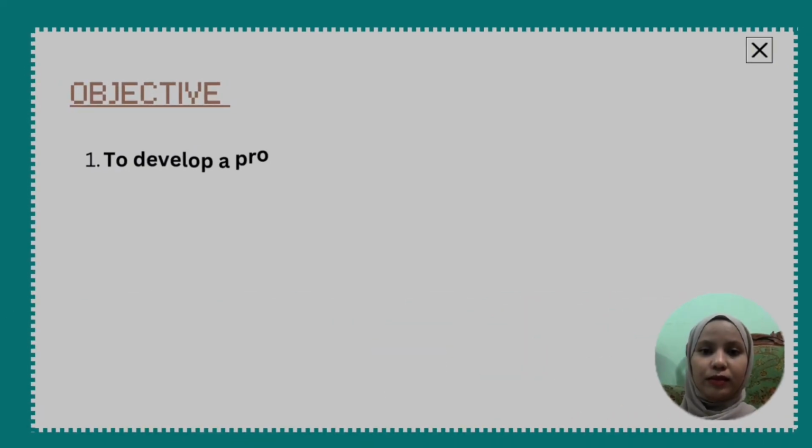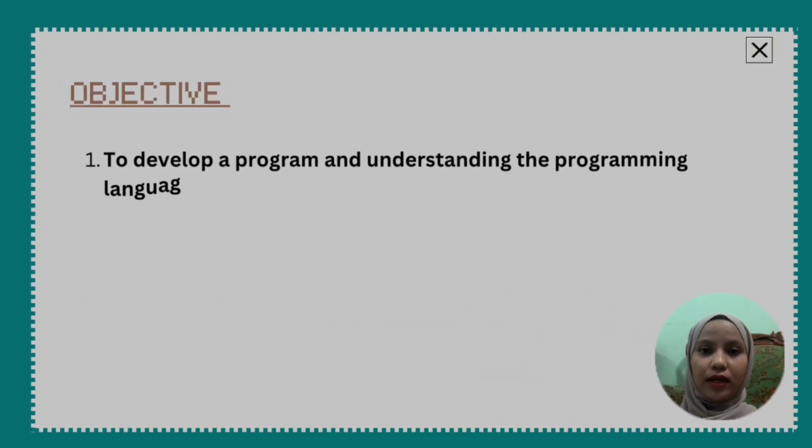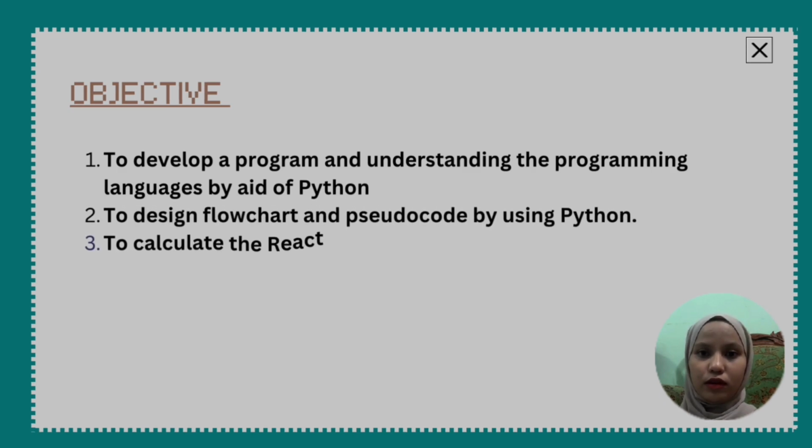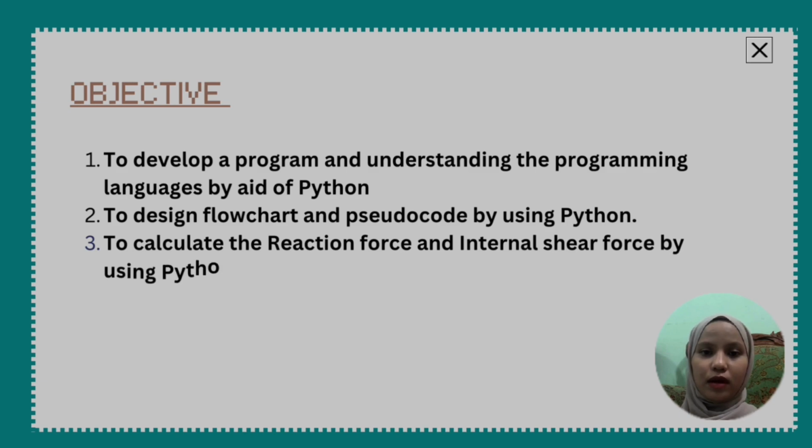Next is the objective. The objective number 1 is to develop a program and understand the programming language by aid of Python. And secondly, to design flowchart and procedure code using Python. And lastly, to calculate the reaction and internal force by using Python.